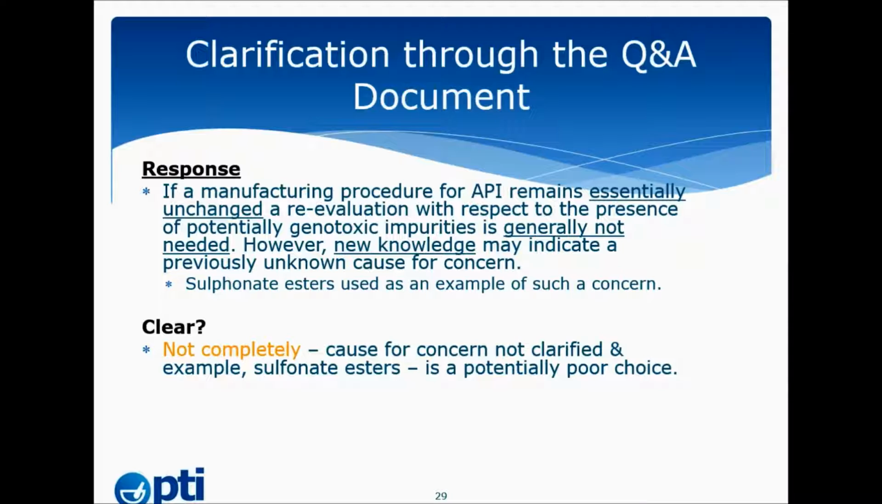Just read through it. If a manufacturing procedure for an API remains essentially unchanged, a re-evaluation with respect to the presence of potentially genotoxic impurities is generally not needed. However, new knowledge may indicate a previously unknown cause for concern. Clear? No, not really. Cause for concern is not clarified, and the example, certainly of sulfonate esters, is probably a very poor choice actually, because the reality around whether or not that is a concern is highly debatable. So that didn't really move us forward.